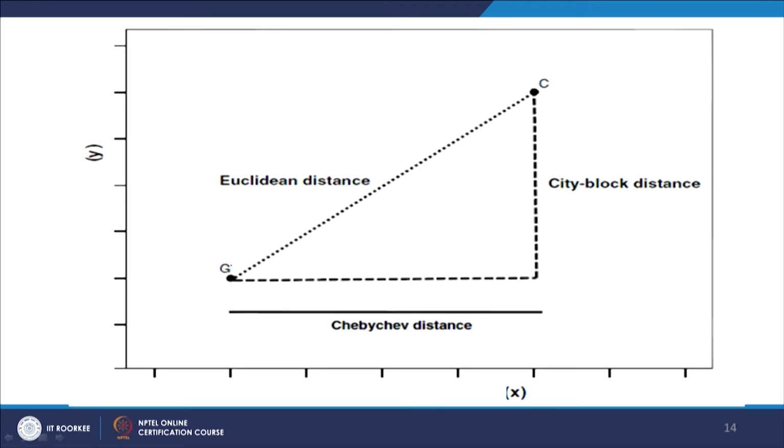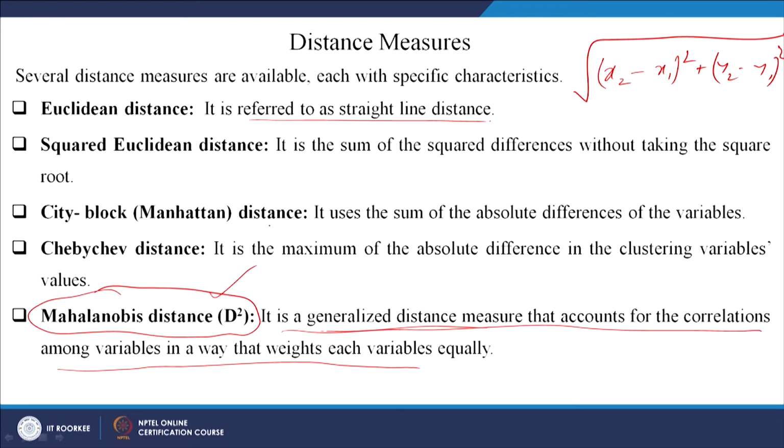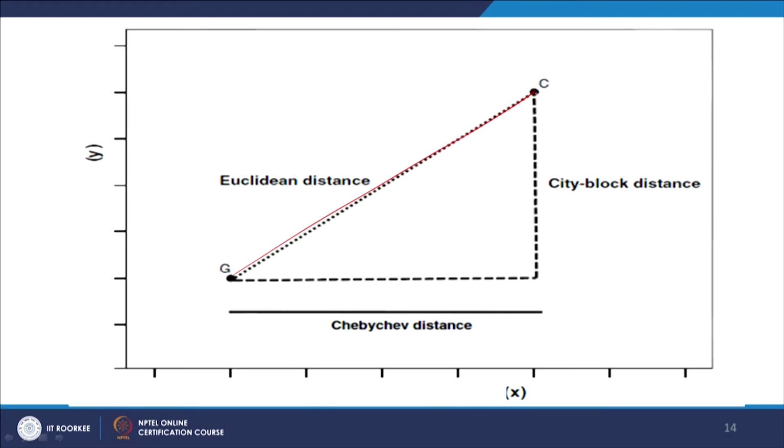Now, this is what we are talking about, the Euclidean distance and the city block distance. The city block distance, as you can read, uses the sum of the absolute differences of the variables. This plus this is the city block distance. The Chebyshev distance is this part.